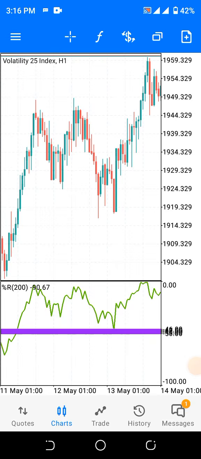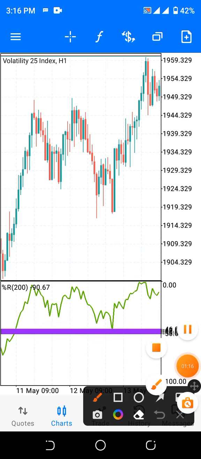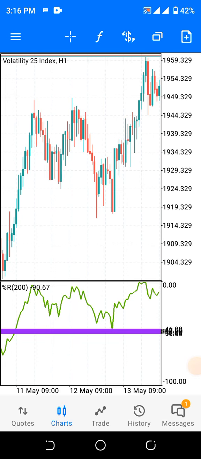On my screen you will see two sections, the indicator section and the chart section. Down here is the Williams Percent Range indicator. This is the only indicator you need to record massive profit trading Volatility 25 Index on the 1 hour time frame. This is how to make use of this indicator.